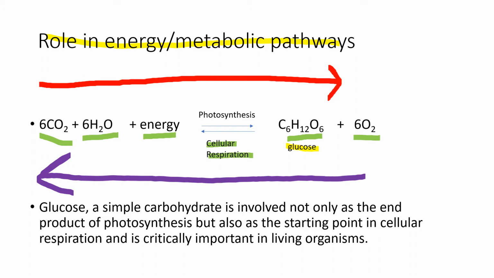So glucose has a key role. It's being formed by plants through photosynthesis, and it's being consumed by every single one of our cells in cellular respiration. Glucose is this simple carbohydrate that's really important. It's not only the end product of photosynthesis in plants, but also the starting point in cellular respiration. So it's critically important to living organisms.